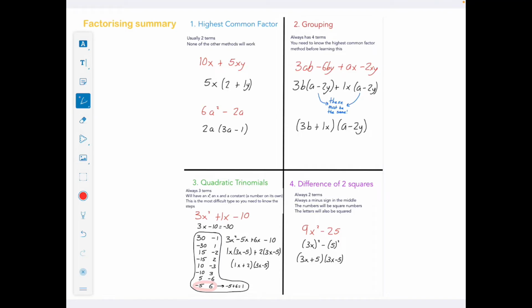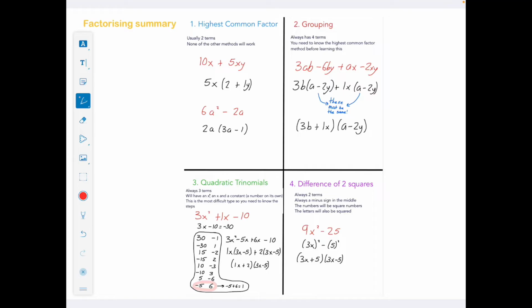Now, moving on to factorizing. So on the junior cycle course, there's 4 different types of factorizing. Now the question won't tell you which one to use. So the question will just say factorize whatever. Then you need to decide if it's highest common factor, grouping, a quadratic trinomial, or we can just call it quadratic, or the difference of two squares.